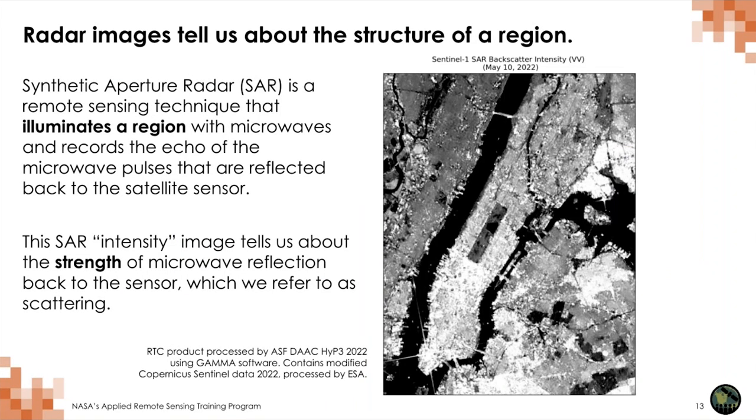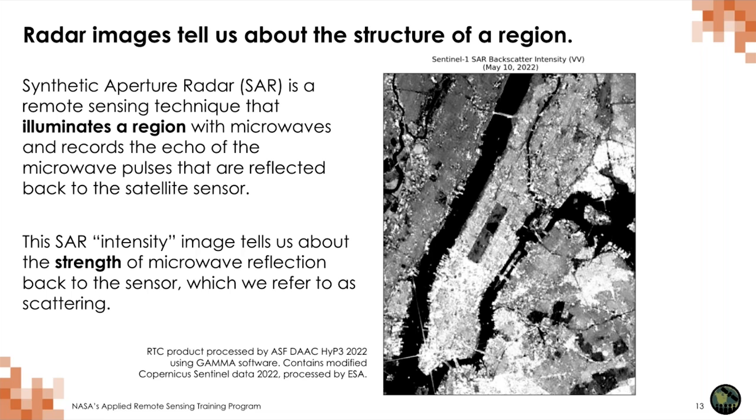But a radar image can tell us more about the structure of a region, because synthetic aperture radar is a technique that illuminates a region with microwaves and records the echo. It records the reflection of those microwave pulses that travel back to the sensor. The way I like to think about this, and the way I commonly introduce it to students or friends and family, is like a camera flash. A camera flash sends light to a surface, like my face, and the light bounces off back to the camera. So it can take a picture of me, or I can take a picture of something else, in the dark, because we send a signal out that is reflected from a surface and comes back to the sensor. We call that active remote sensing. So SAR is a type of active remote sensing.